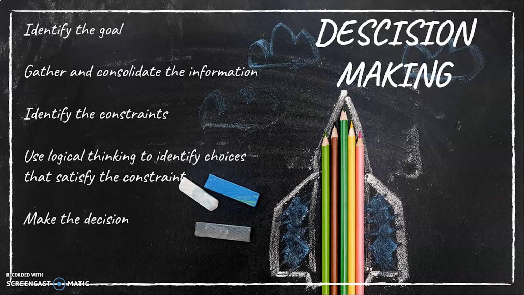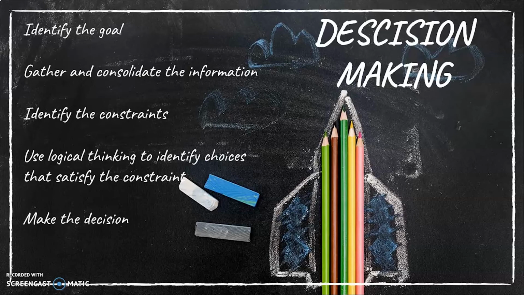After that we have to finally decide. We have identified the goal, we have gathered the information, and we have consolidated the information in our analyzing and deciding process, and then we have to identify the constraints. So constraints means the difficulties or the problems you are facing while executing the design of the product. While you are executing the design, what are the constraints you will be facing? You should identify that before you get into the process.